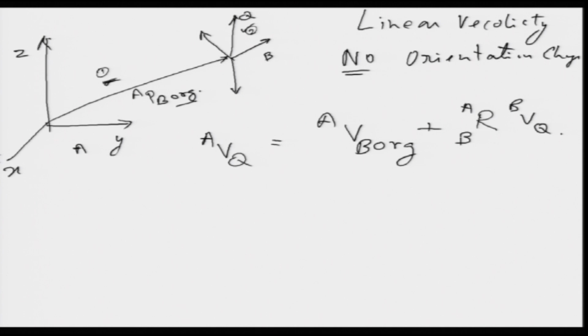So this basically means that this part of the velocity is because of the change in the distance between the origins, between here and here, and this part is because of the velocity of Q in B itself, and we are using a rotation matrix to relate it to frame A. So this is giving me the linear velocities of this rigid body on which we have fixed our frame B. So this is what we mean by a linear velocity.